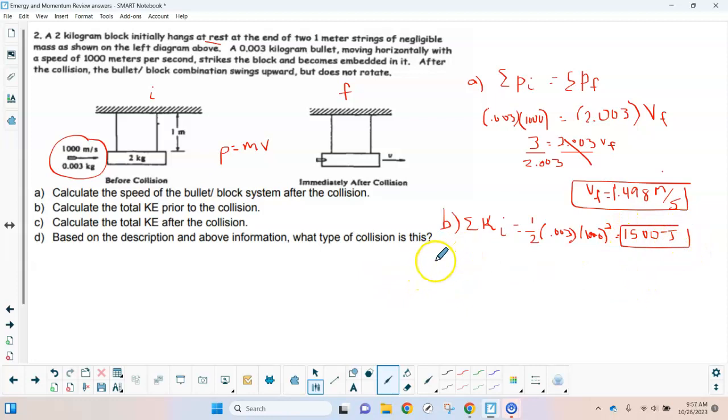For part C, it wants it afterwards. So afterwards, our situation has changed a little bit. We have both those things moving. So for the final kinetic energy, we do 1/2, and then the total mass, because they're stuck together. So the total mass of this thing is 2.003. And then we're going to use our answer for the velocity, which was 1.498. And again, make sure you square that velocity, only the velocity, not the whole term. So when I did that, I only got 2.25 joules.